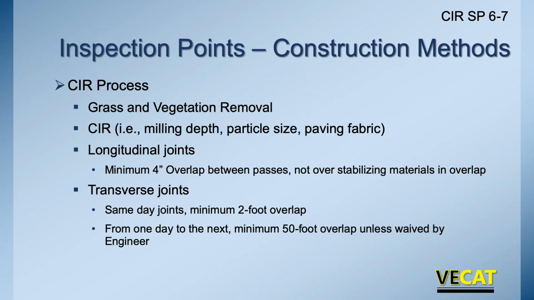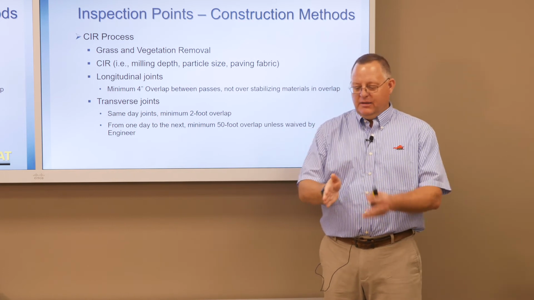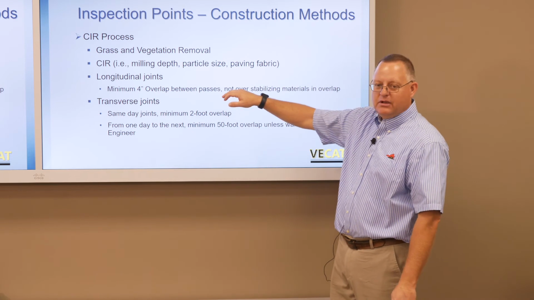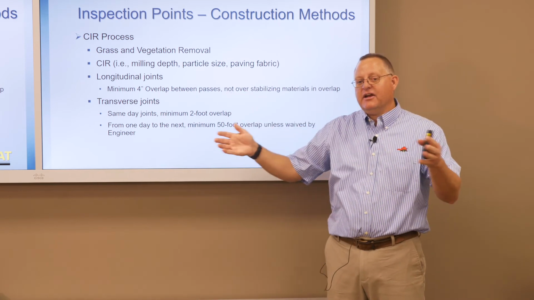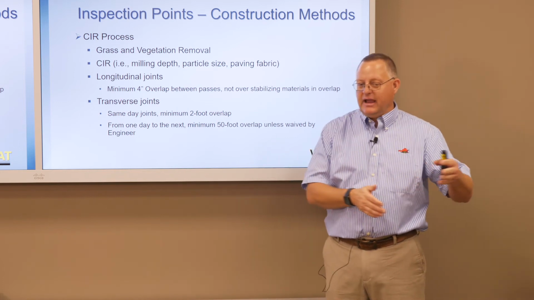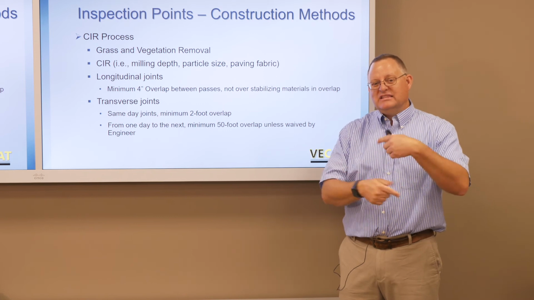We're checking the longitudinal joints. Are we having overlap? Because we don't want to miss any area. It requires 4 inch spacing, but we don't want to over stabilize the materials in the overlap. So if we have to make 2 passes to get a lane width, and we have a longitudinal joint, we have to make sure that we're cutting off the nozzles that are adding either the foamed binder or the emulsion, so we're not doubling that same area.